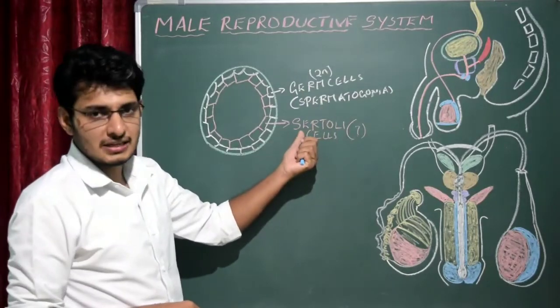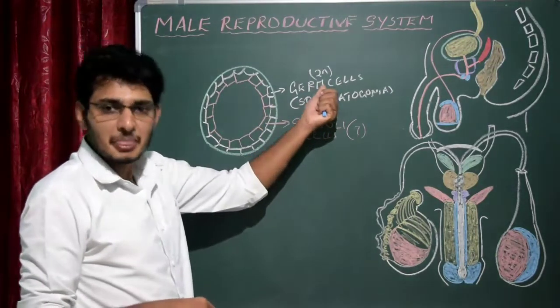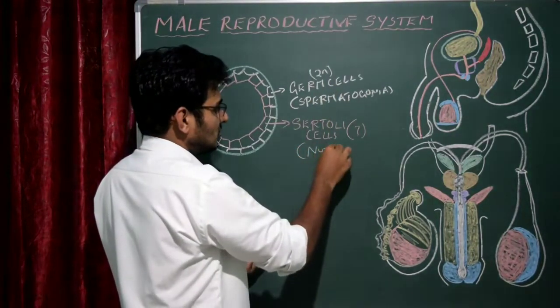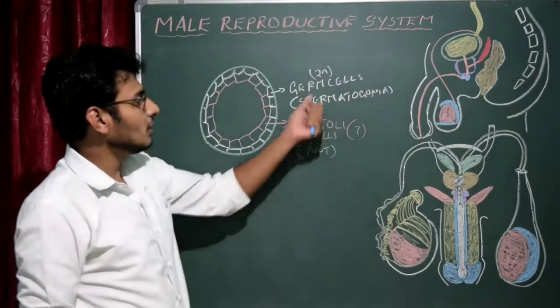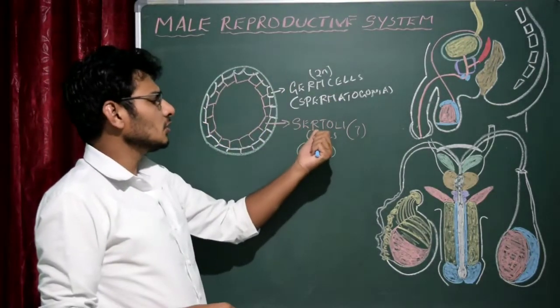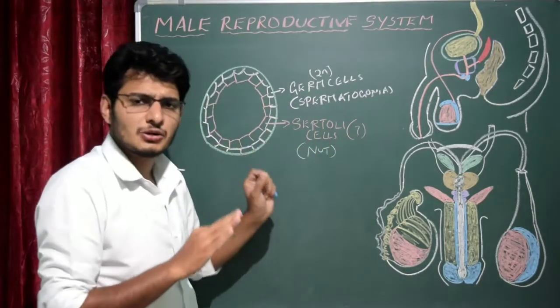Obviously, Sertoli cells will provide the nourishment to the germ cells. Correct. So what is the function? It provides nutrition. I'll just write nutrition to the developing germ cells, or nutrition to the germ cells. We can also call Sertoli cells nutritive cells. Very simple. We just call them Sertoli cells.